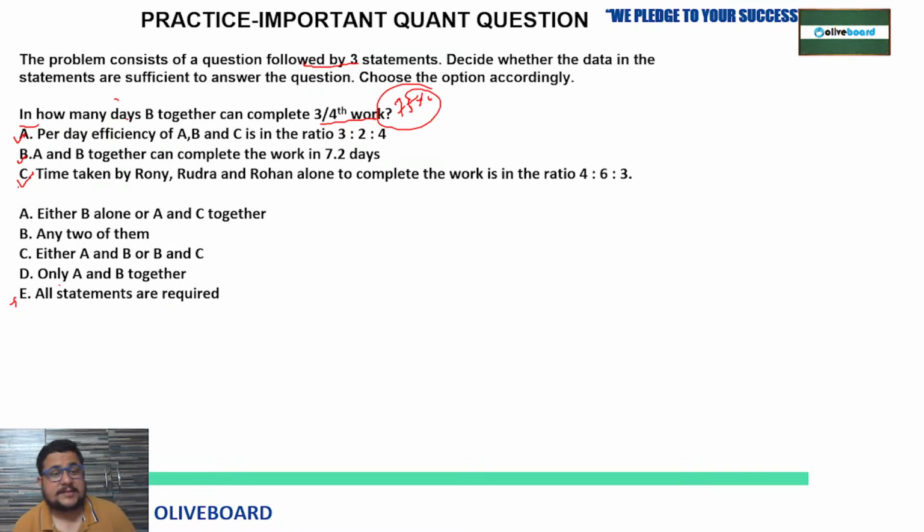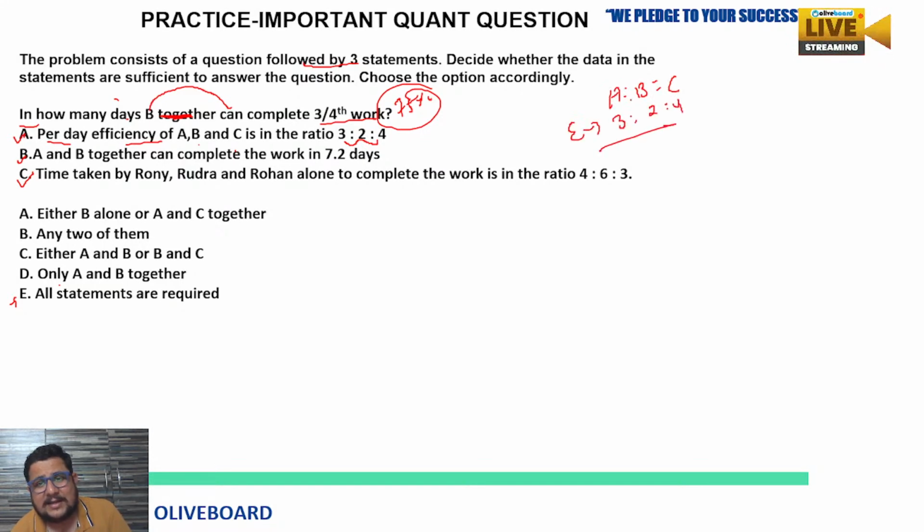Okay, let's discuss now. In how many days can B complete 3/4 work? First, the per day efficiency of A, B, C is in the ratio 3:2:4. So the efficiency ratio of A, B and C is given. But by the efficiency ratio alone, we can't get in how many days B will complete the work. We don't have any data, only efficiency, which is not sufficient to answer this question. So statement A is not sufficient to answer.